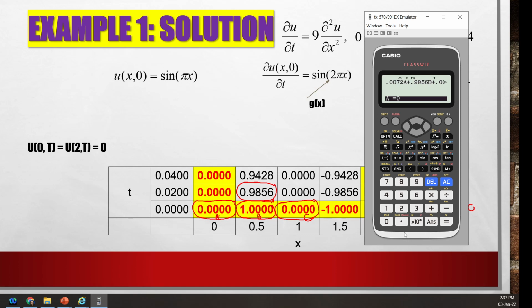Then A is 0, B is 1, C is 0. So you obtain 0.9856. Okay, up to now, this is explicit scheme. In the explicit scheme, the top level is normally one cell only.